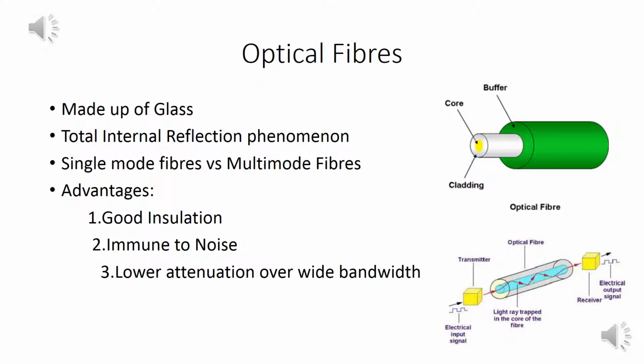First, I will talk about optical fibers. As you can see in the picture, optical fibers consist of the outer covering or buffer. Then we have core and cladding inside, both of which are made up of glass. Advantages of optical fibers mainly include faster communication and good insulation, unlike electronic components. Number 3, it's safe from noise and interference. And lastly, there occurs lesser attenuation also.